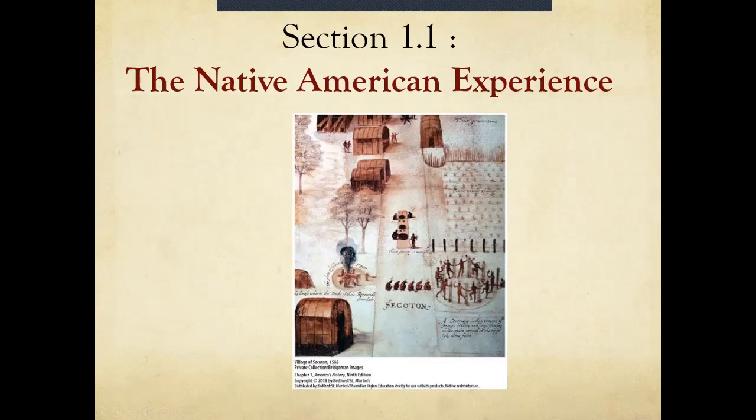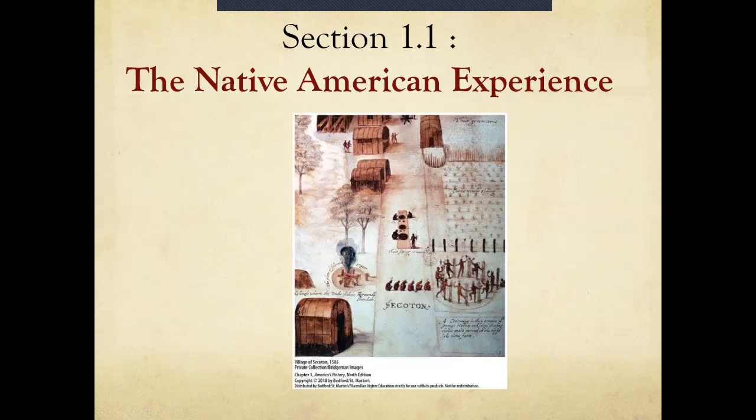So Secotan Village is a native population of Algonquin Indians, and we'll talk about what that means in a few minutes, that lived in this area, and it was pretty well settled. This man, John White, who was an artist and a map maker, had been one of the settlers who came. He was actually the governor of the settlement for a period of time in this colony that was called Roanoke. Now, this is all before Jamestown, so this would have been in the 1570s and in the 1580s.